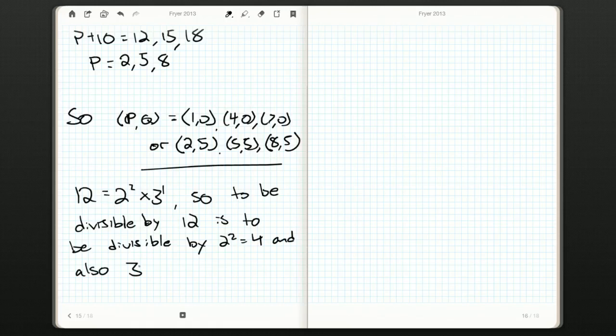So you're going to have to be divisible by 4 and by 3. Now, we have a divisibility rule for 3. And I hinted at a divisibility rule for 4 back in part B. So we'll just write it out now.